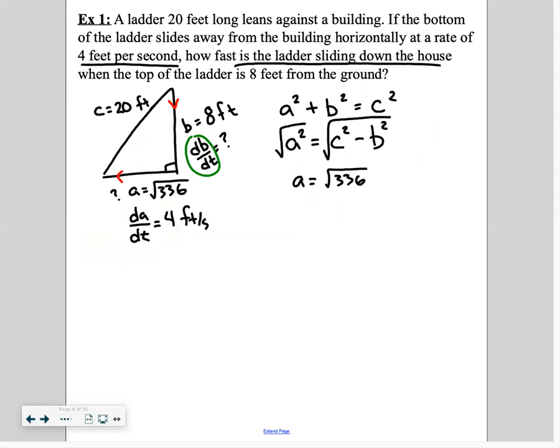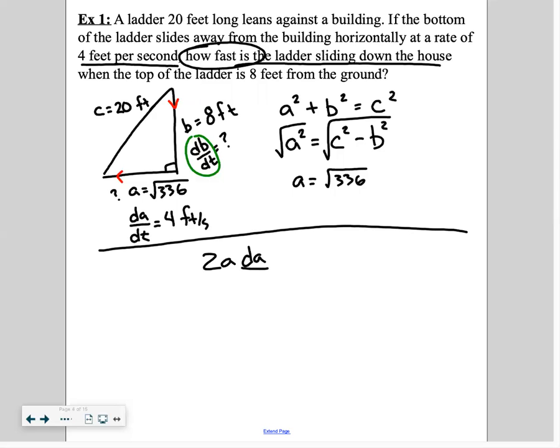So again, back to this question, how fast is the ladder sliding down the house? Well, if we want to find that rate of change, we're going to have to find the derivative of both sides of the equation, implicit differentiation. So let's do that down here. I'm going to take the derivative of the left side, and it's going to be 2a. Now it's changing with respect to time, so remember, I always have to write the dA dt after it, plus 2b dB dt equals, when I do this, I have to take the derivative of both sides. So this would be 2c dc dt.